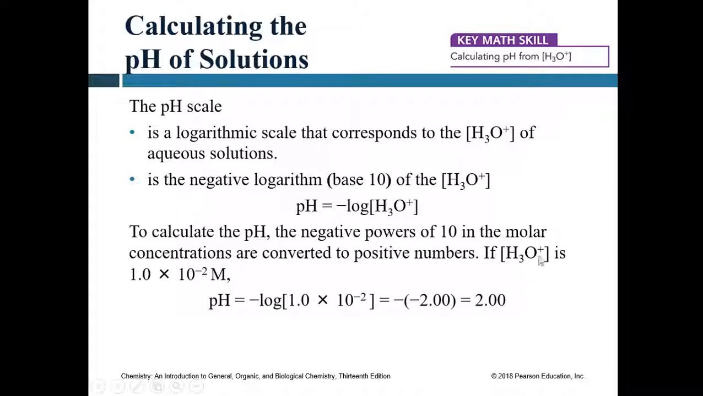Now, if the hydronium ion concentration is 1 times 10 to the negative 2, well, because it's a base 10, we can go the negative 2, which is a positive 2. The pH is a positive 2. And you go, what? Well, don't worry about that. We just want to have you learn how to use your calculator. We'll just plug that in.